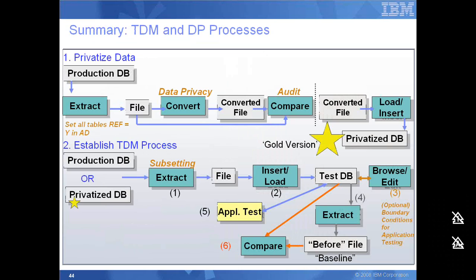Just to summarize the entire test data management and the data privacy process, data privacy entails extracting data from the production database, creating an extract file, and using data privacy to create a converted file having data privatized information. Then I use the audit and the compare facility to compare the before and after data. After the data is compared, I can use the converted file and load that to the target database. I can use the load or an insert option based upon my requirements and the volume of the information that has to be loaded.